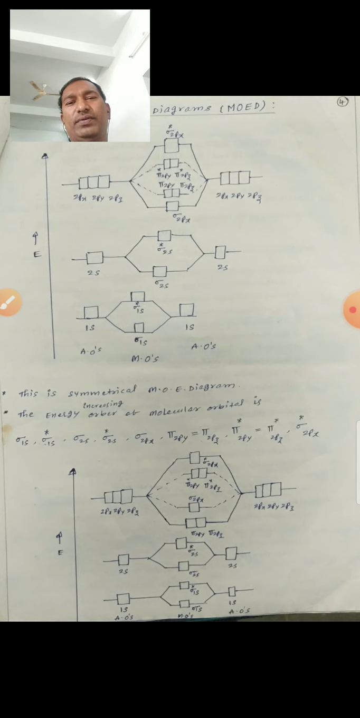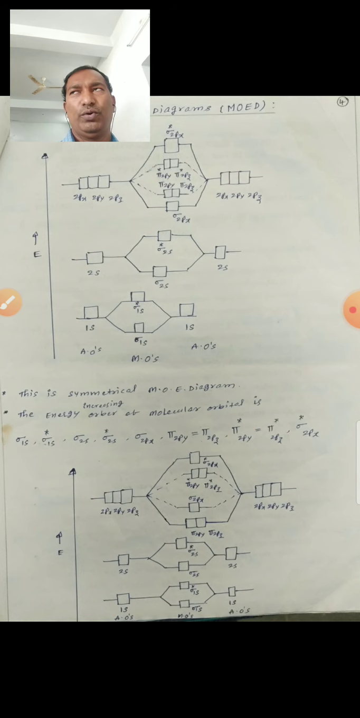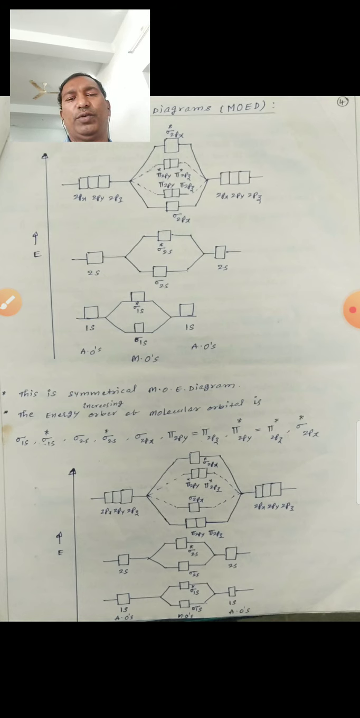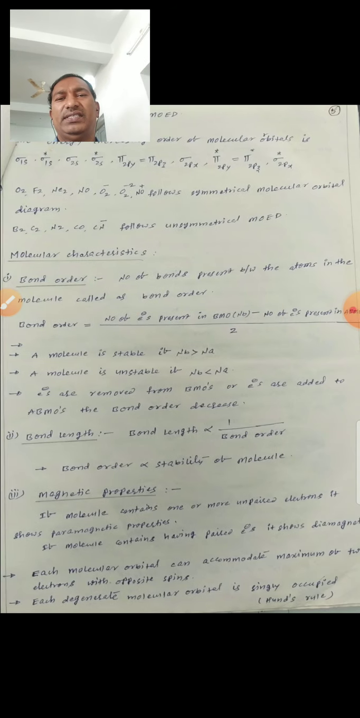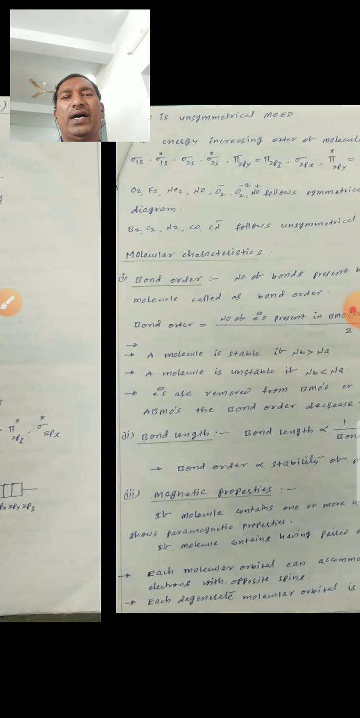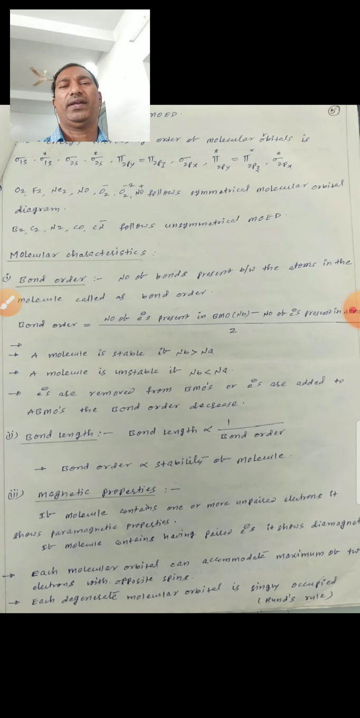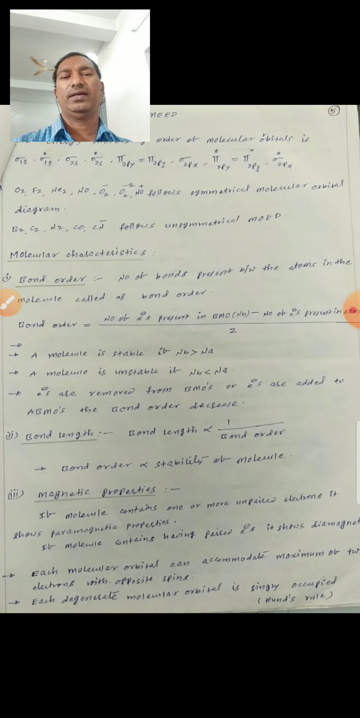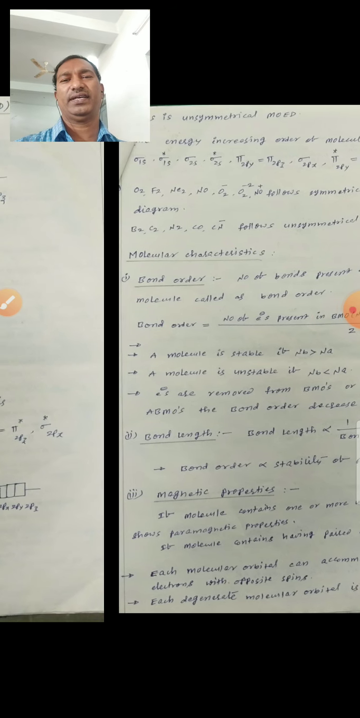In the symmetrical case, sigma 2px is lowest. In this case, pi 2py and pi 2pz orbitals are the lowest energy orbitals, then sigma 2px is next, and the remaining are the same: pi star 2py, pi star 2pz and sigma star 2px. So this is the unsymmetrical molecular orbital energy diagram.